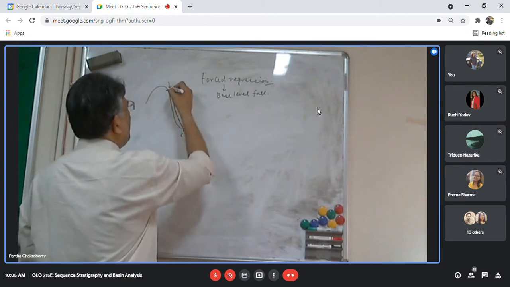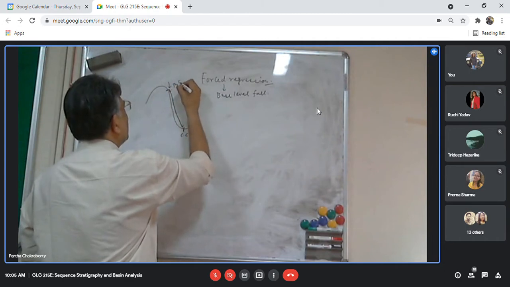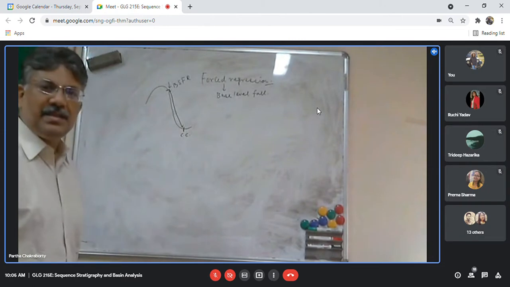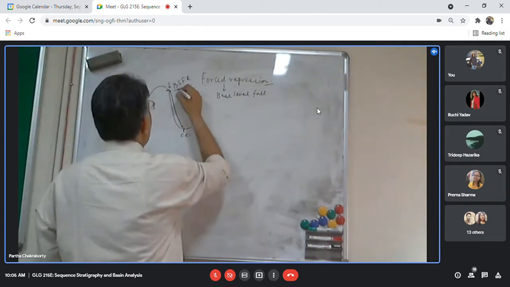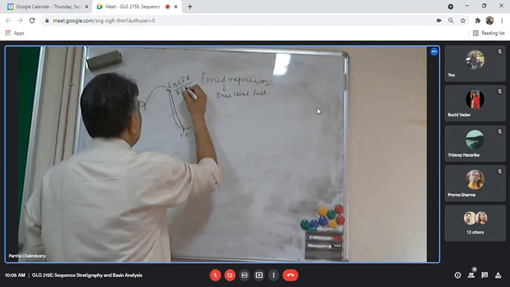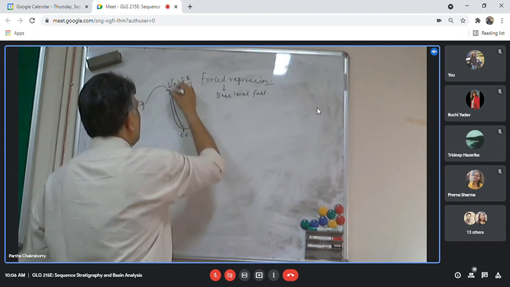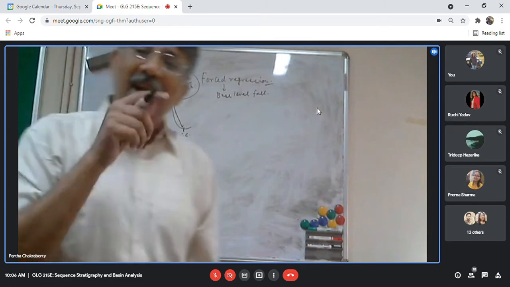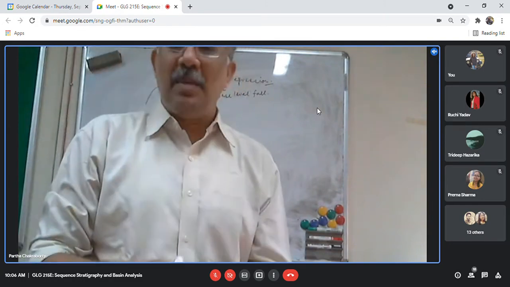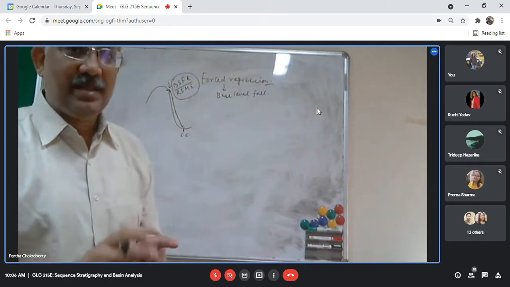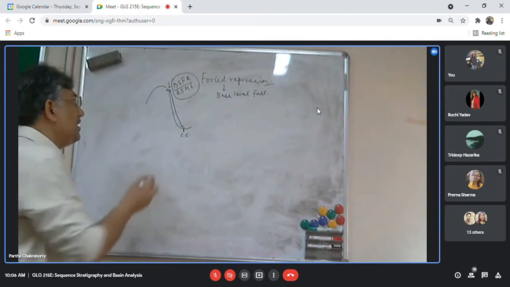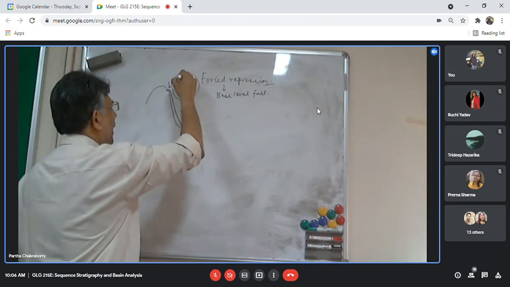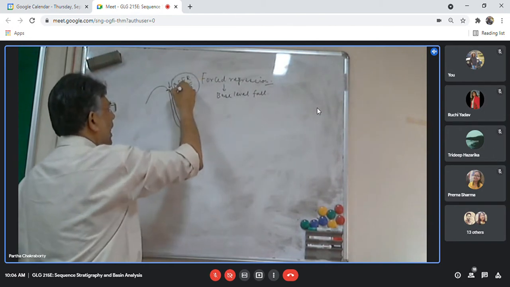So what will be at its base? It will be the basal surface of forced regression, and there I will also get the RSME, that is the regressive surface of marine erosion. We will come to this. What is the difference between BSFR and RSME? That will also come. Both are not the same, but the product of forced regression will be overlying the BSFR and RSME.